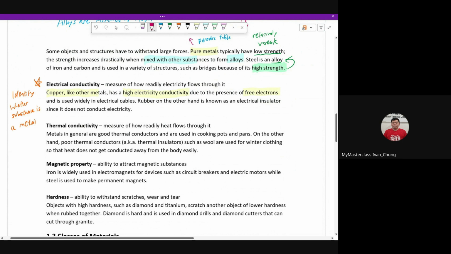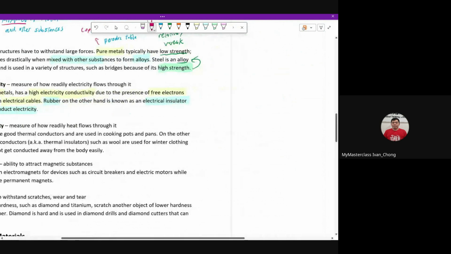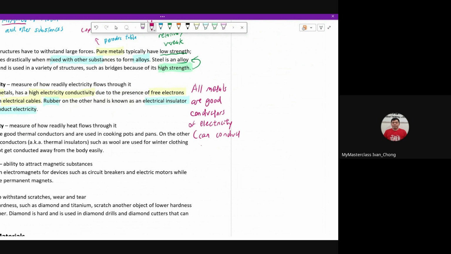So the thing is, that's why we use it for all your electrical cables and all that. On the other hand, rubbers are what we call insulators, because they do not conduct electricity. So maybe you can write at the side: all metals are good conductors of electricity. Okay, so all of them can conduct electricity.